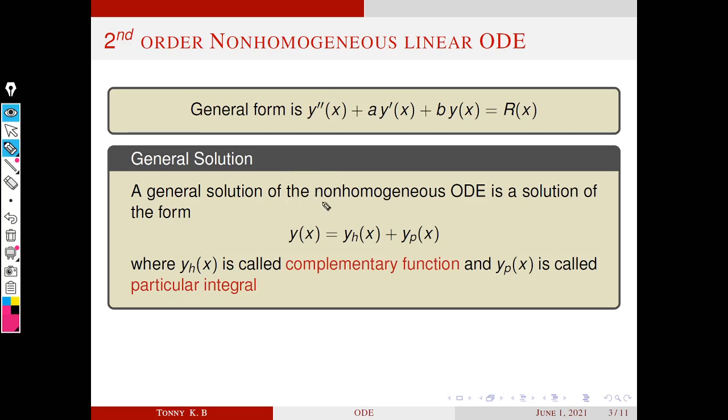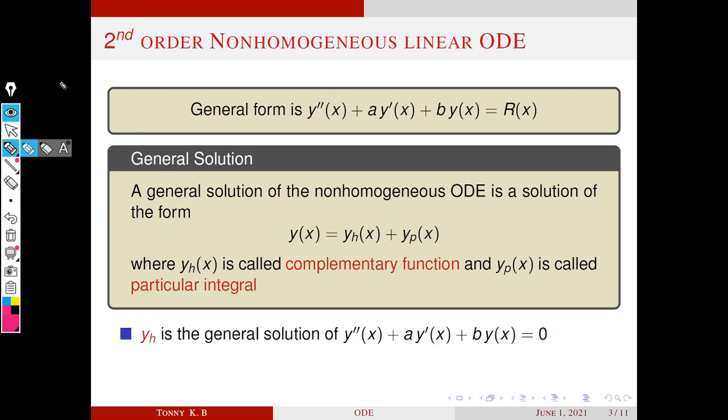The general solution of a non-homogeneous ODE like this is a solution of the form y(x) = yh(x) + yp(x). So our general solution is the sum of two functions, yh and yp. yh is called the complementary function and yp is called the particular integral. I'll explain what yh and yp are.